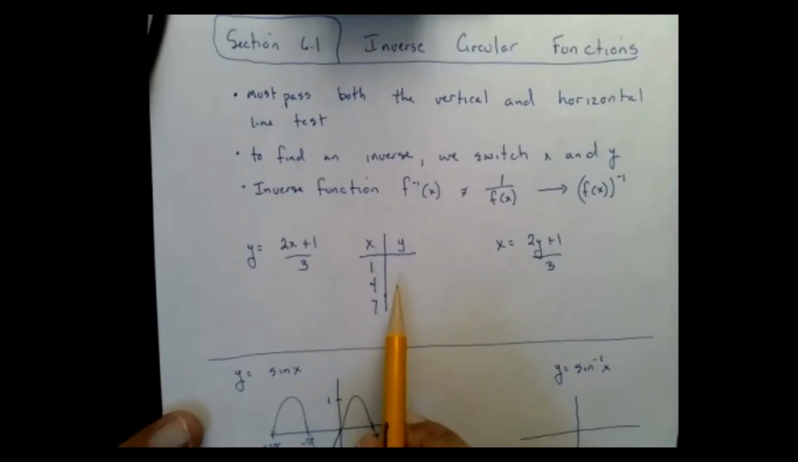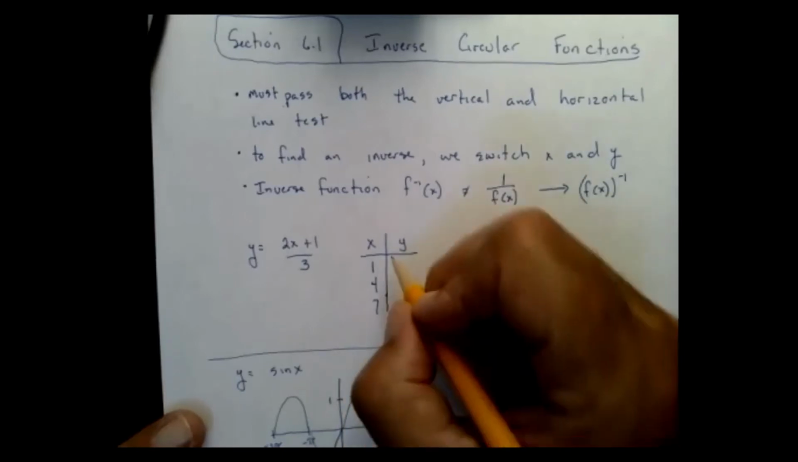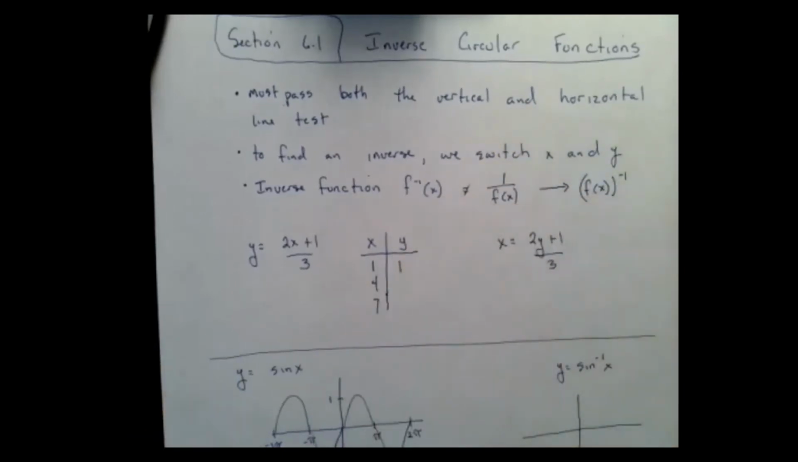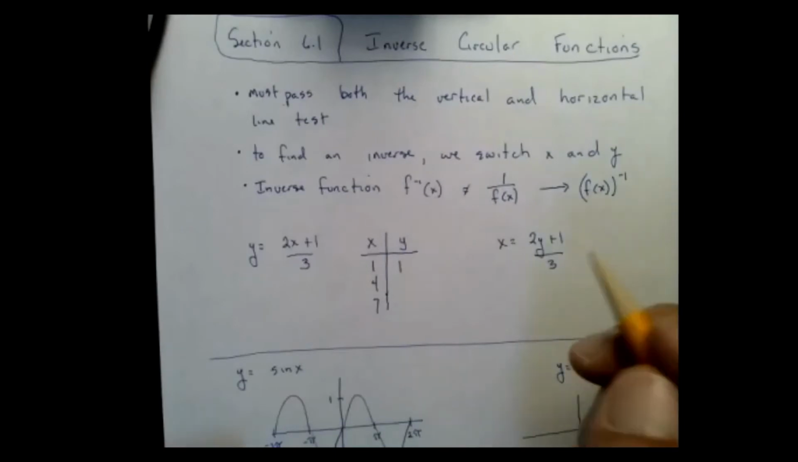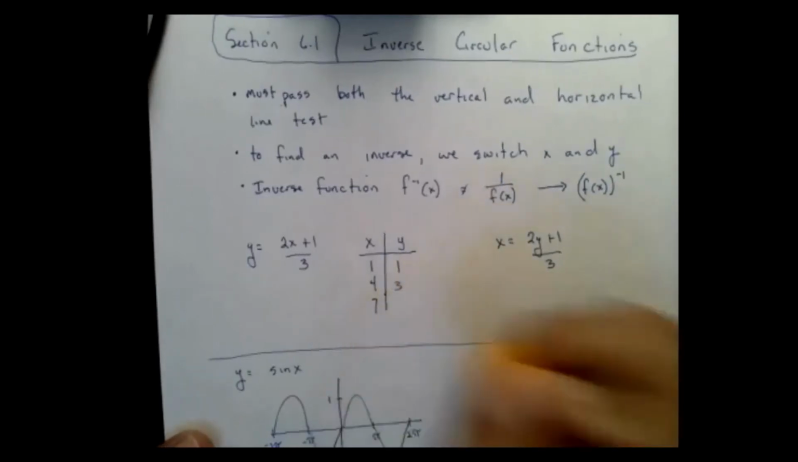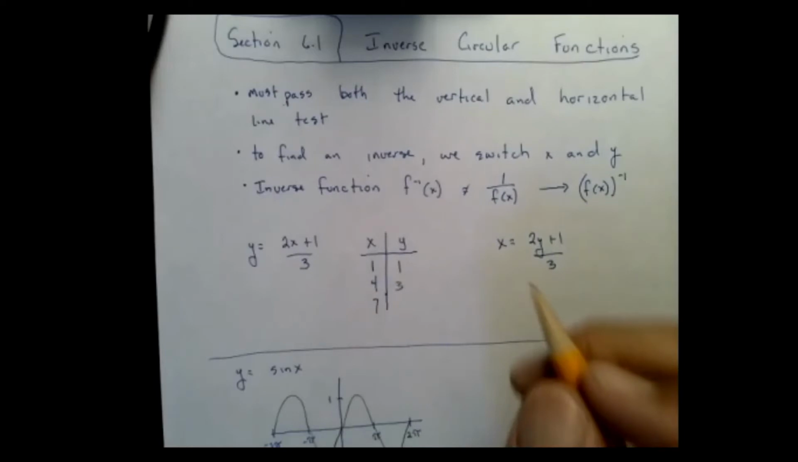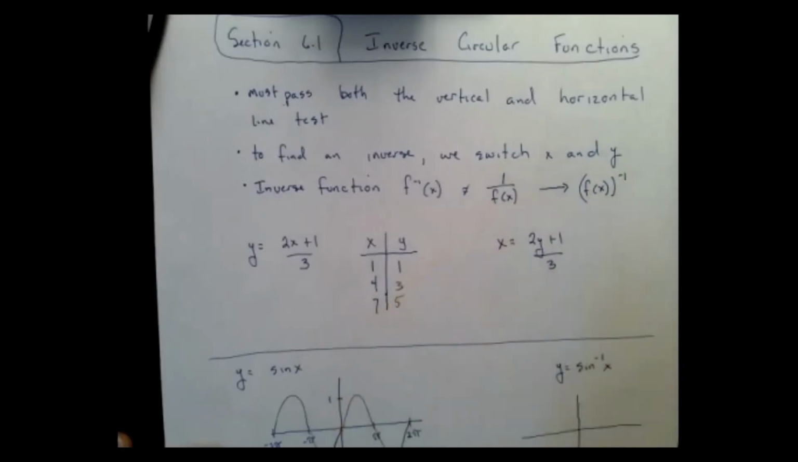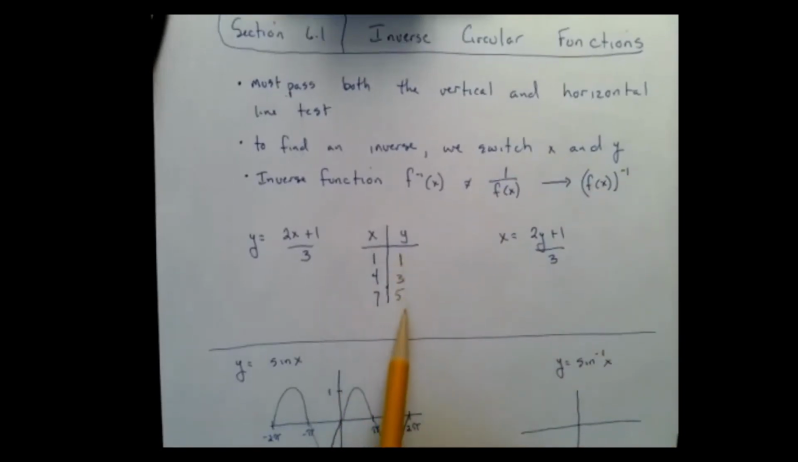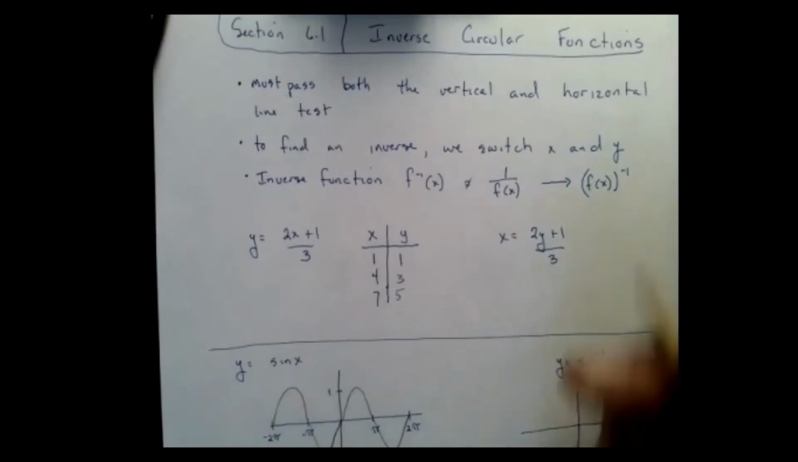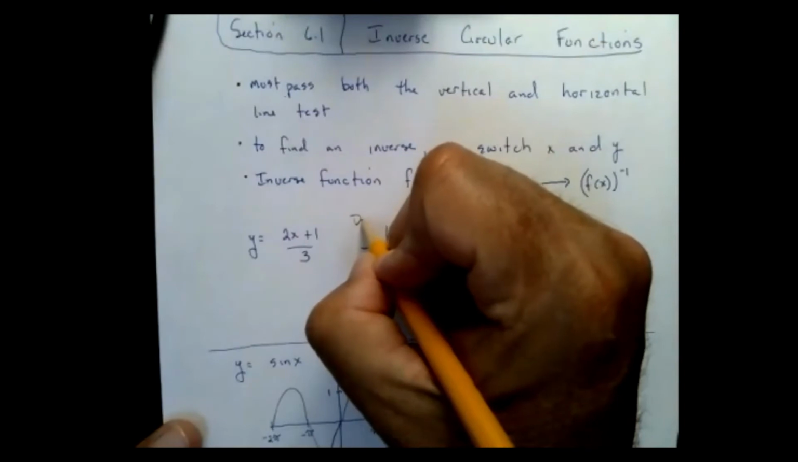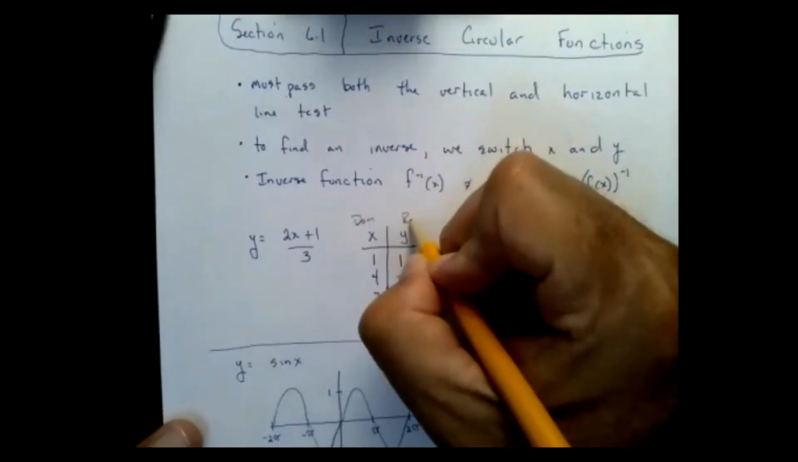What do you get? 1. Excellent. 1. Keep going. I say 4. You say 3. I say 7. You say 5. And you notice I'm picking nice numbers because I didn't really feel like dealing with any fractions. And all along you're learning, these are my domain and these are my range values.